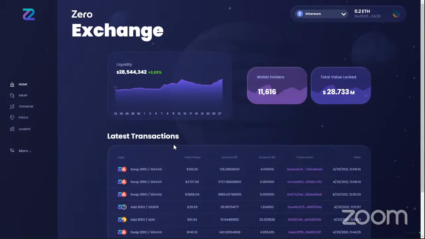Such as the liquidity graph of how much liquidity is currently sitting with Zero. How big are we growing? A lot of people are like, well, how many people are holding Zero? How many wallet holders? What's our total value locked? We'll have a volume chart going live soon. We're just getting some of the kinks worked out of that, because we're multi-chain, because we exist on Ethereum, Avalanche, and Binance Smart Chain, aggregating that data.